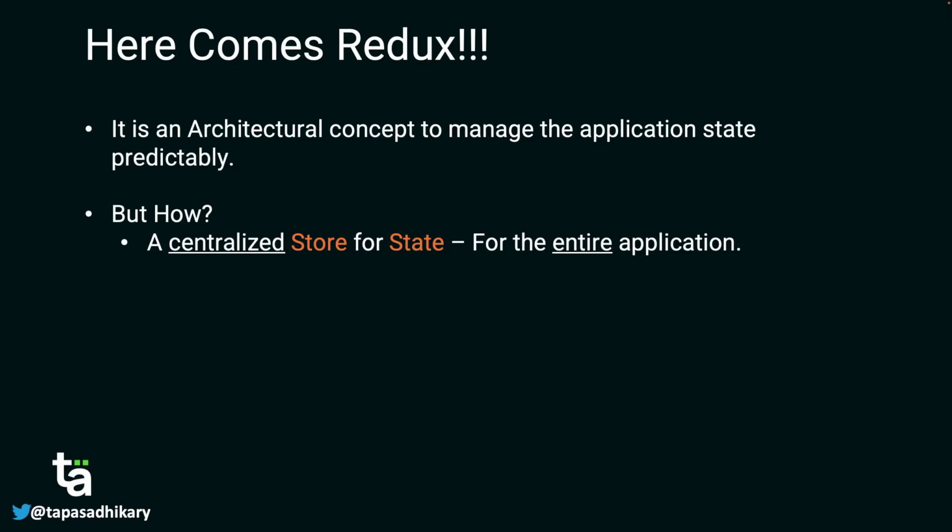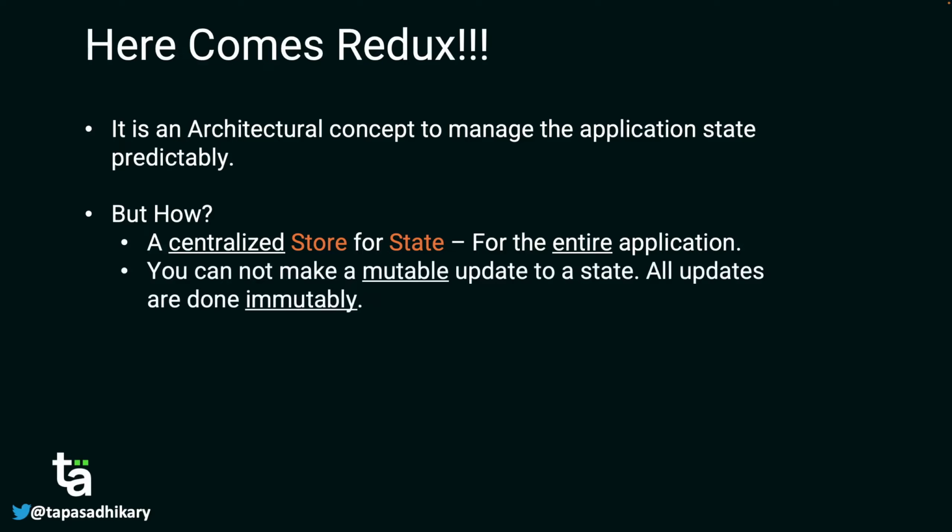The store is centralized, so it means that the state is now not stored per component or in multiple places. It is stored globally for the entire application, in only one store. And in the store, there is the state that is getting maintained. What is the state over here? It's a plain JavaScript object, where the entire application's state will be maintained.